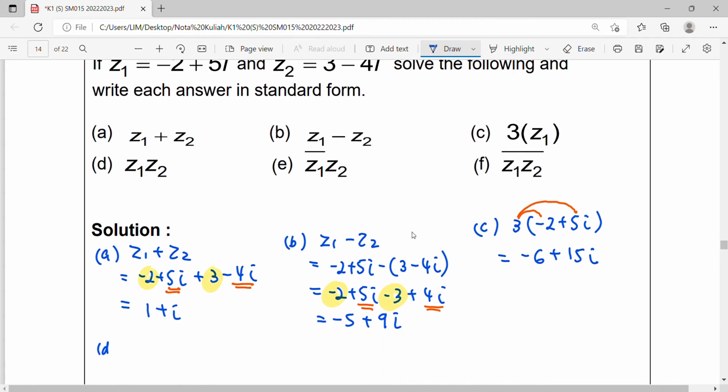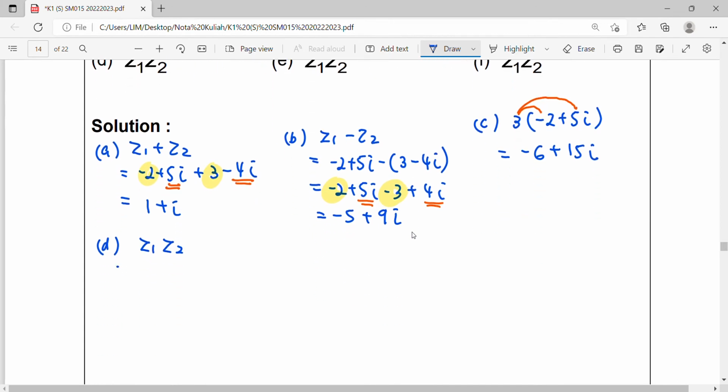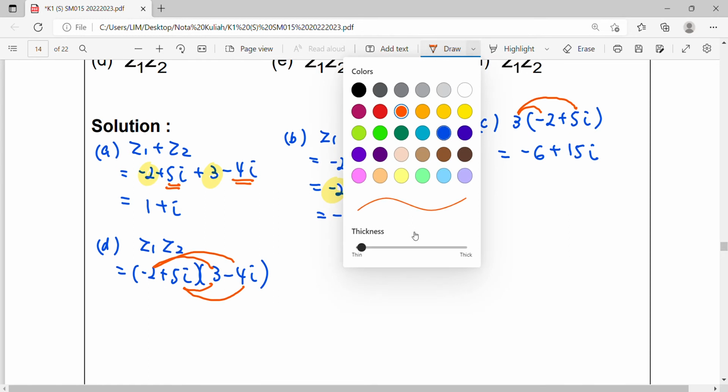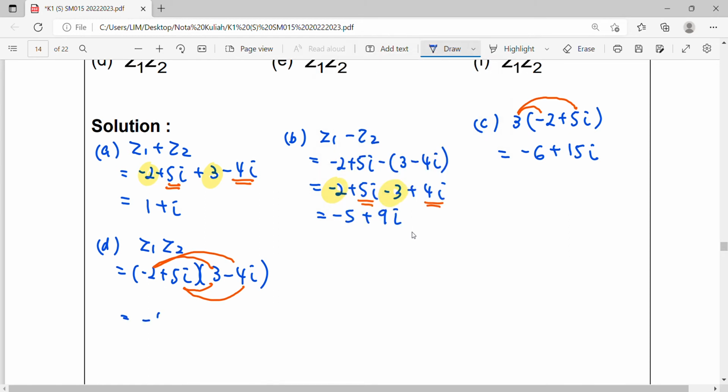So question D, multiply two complex numbers. Substitute our Z1 and Z2, then we will start to expand. So multiply from the front to the back, expand. Then for the second term also, do the same thing. So what do we have here? -2 times 3, -6. -2 times -4, +8i. Then 5 times 3, 15i. So the imaginary unit just follows. We operate the numbers, then the imaginary unit just follows.